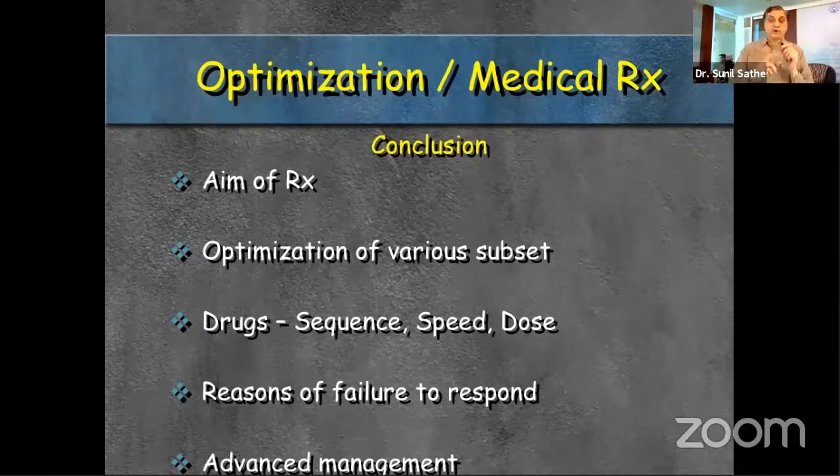Reasons of failure to respond. I told you 3 reasons of failure to respond despite optimization. That means I have optimized everything and the patient has not responded. What are the reasons? And finally, please, if at all the clinical optimization and drug optimization fails, please refer the patients for advanced management at the right time. Thank you very much for a patient hearing.